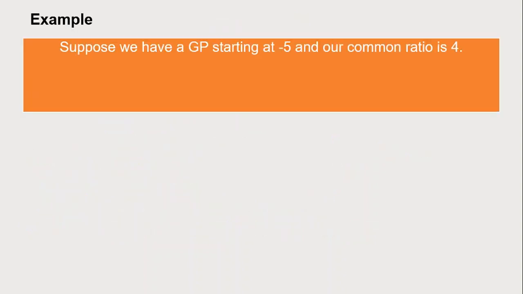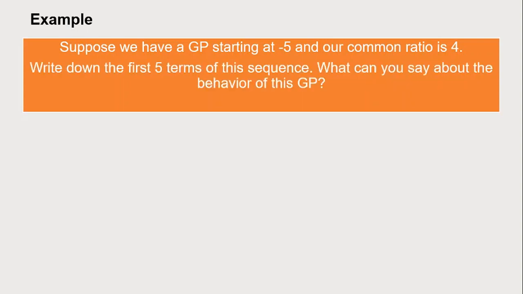Let's have another example of a GP. Suppose now we start the GP at -5 and our common ratio is 4. Write down the first 5 terms of this sequence. So we start at -5. a2 is that -5, the first term, multiplied with the ratio, which is 4, to the power of position minus 1. So 2 minus 1 is 1. Therefore my next number is -20.